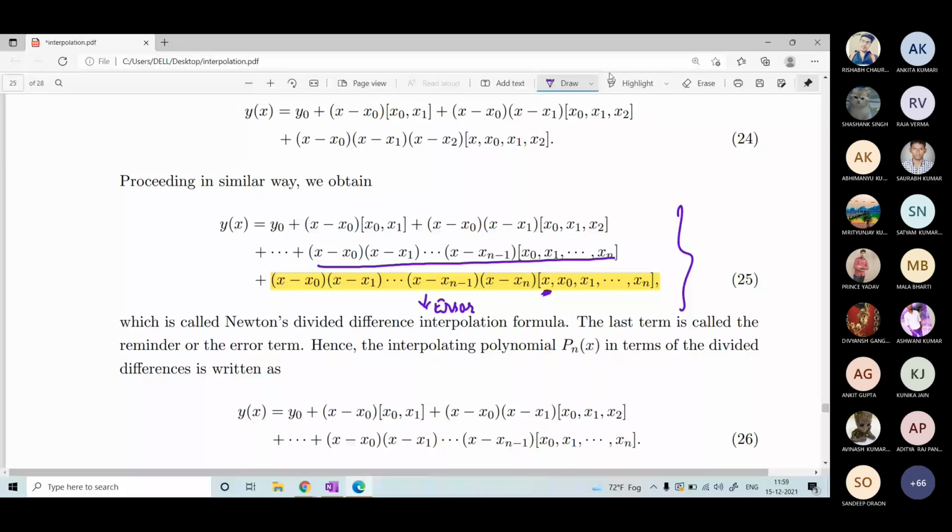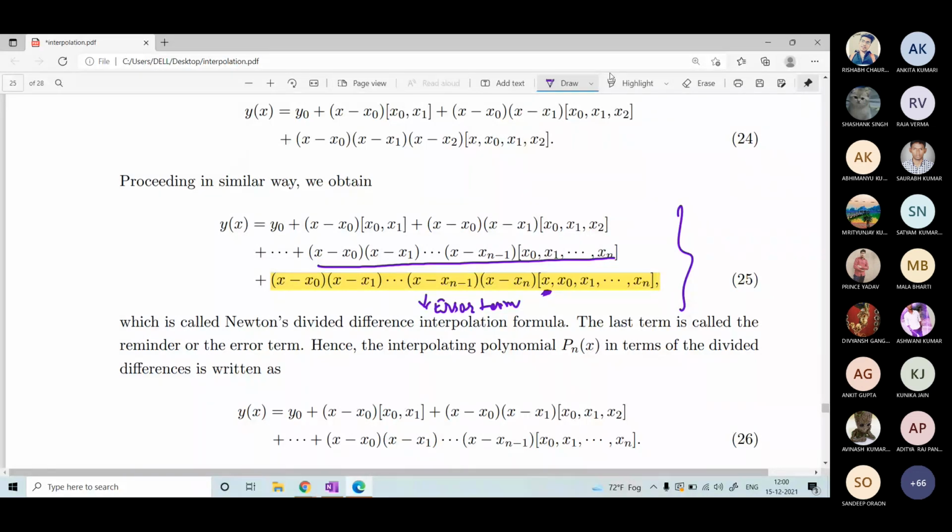So you have to neglect this error term, and whatever you are left with, that will be the Newton's divided difference formula. आप ये last term को हटा दो, और जो भी term बचेंगे, that will be the Newton's divided difference formula. So the Newton's divided difference formula is y of x equals y naught plus x minus x naught into divided difference of x naught x1, plus x minus x naught into x minus x1 into divided difference of x naught x1 x2, up to the last term: x minus x naught into x minus x1 up to x minus xn minus 1 into divided difference of all the data x naught x1 up to xn.